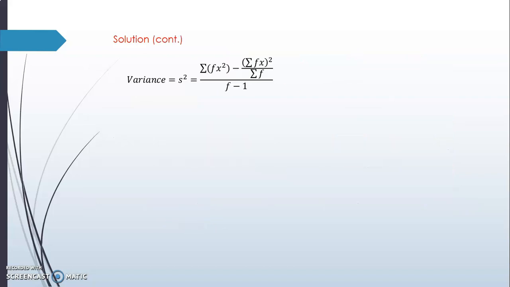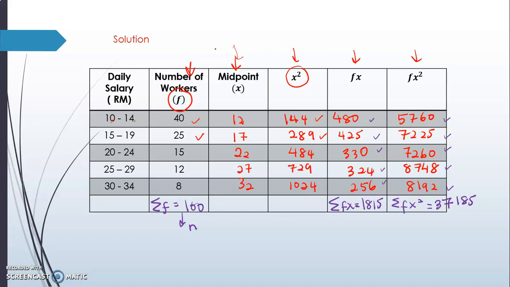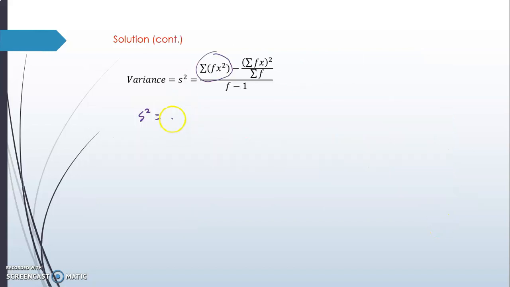Okay, next step, use this formula to find the variance. So s squared equals total fx squared. So this is the value of this one, 37185.